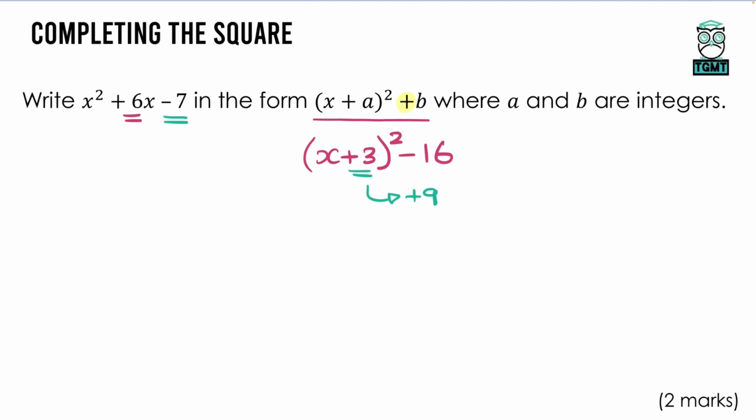If you're asked to find turning points from this, remember that the turning points are the numbers that are shown in completed square form. The only thing that you need to watch out for, the x coordinate, is that number in the bracket, but you have to flip the symbol, so it'd be minus 3 and minus 16 for the turning point if we were asked to find it. But of course, this question was just asking us to write it in completed square form.